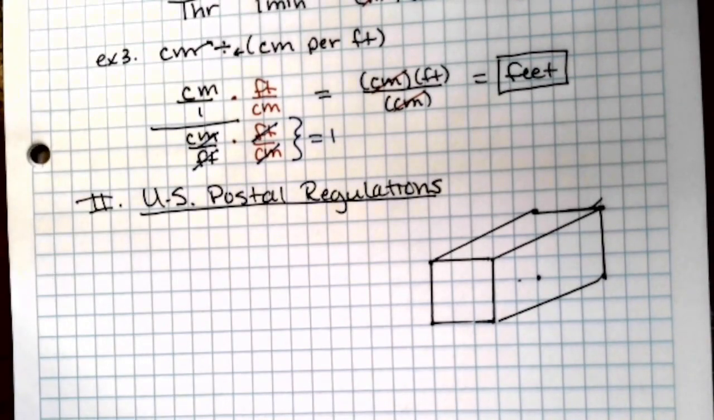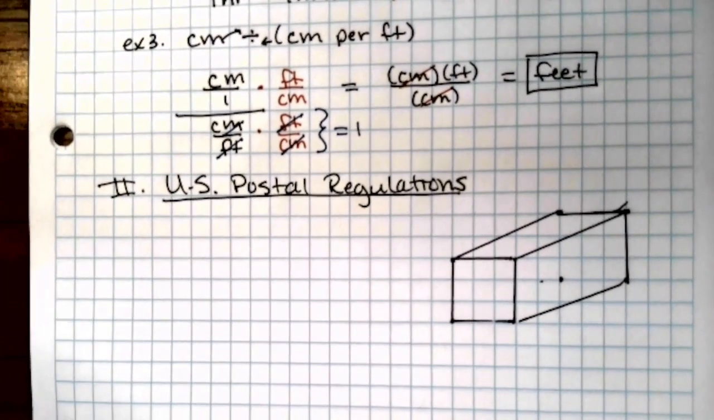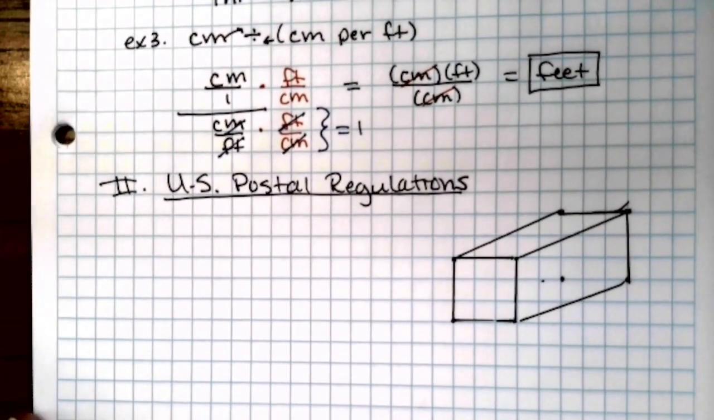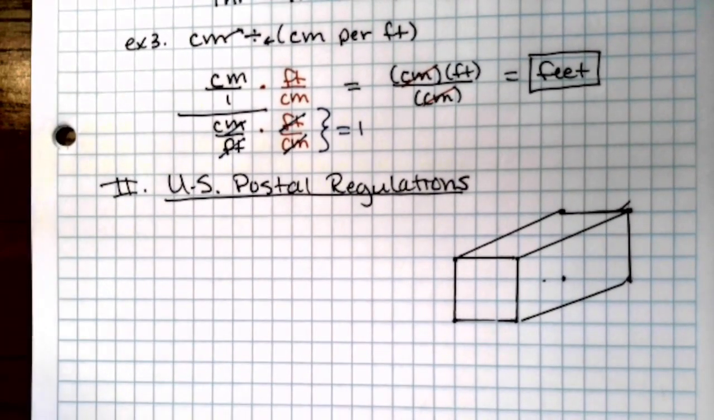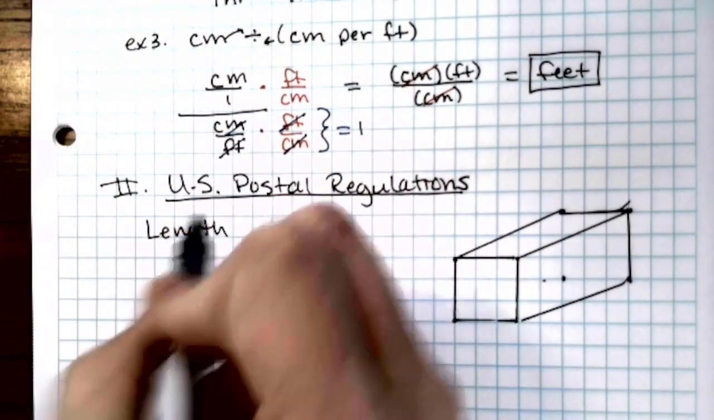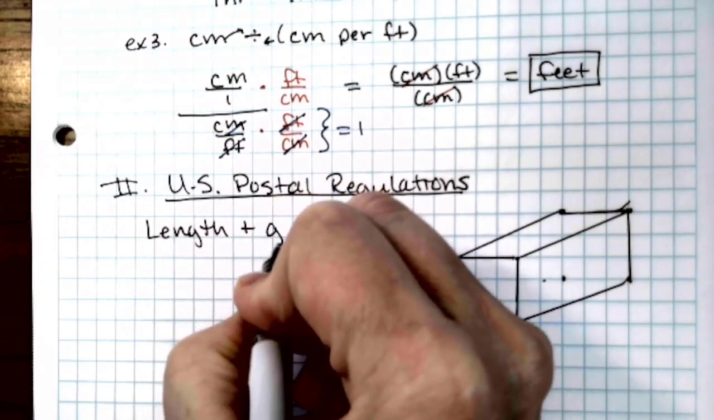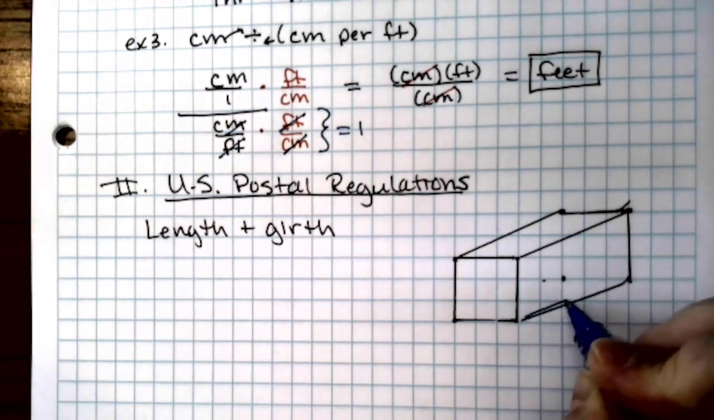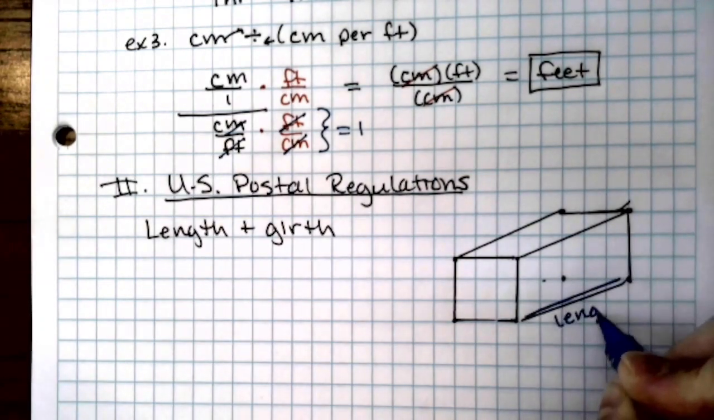Okay, so in a U.S. postal regulation problem, they calculate the total number of inches so they know how to charge you the right amount of money. Their formula is to measure the length of the box plus what we call the girth of the box. The length of the box is the long edge. So this would be your length.